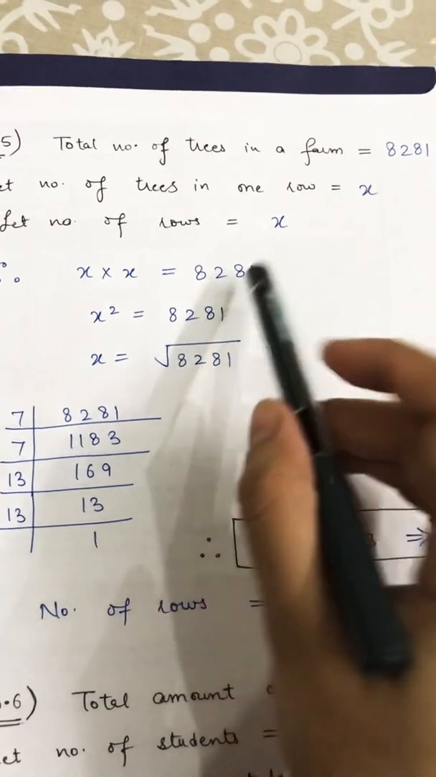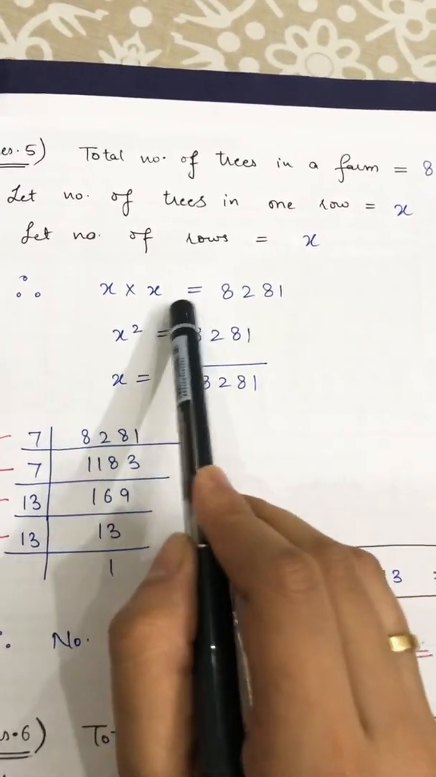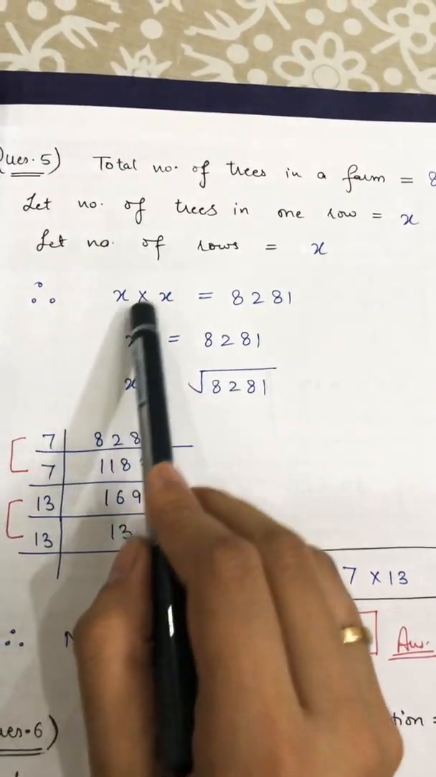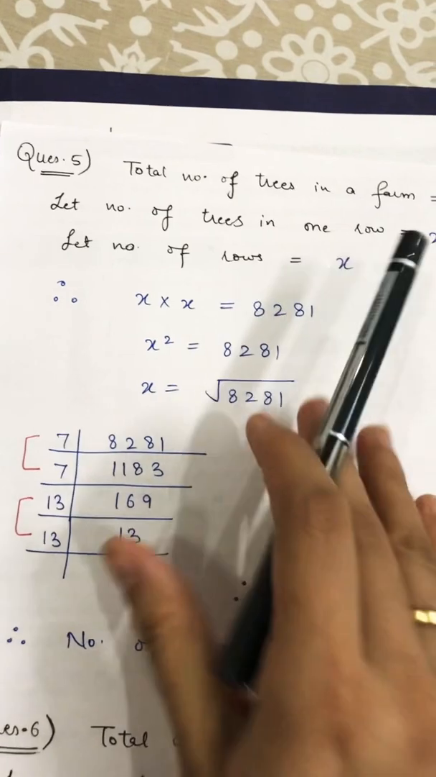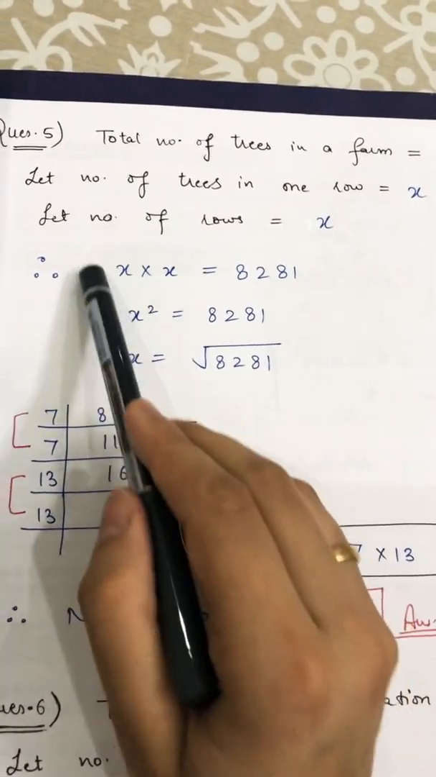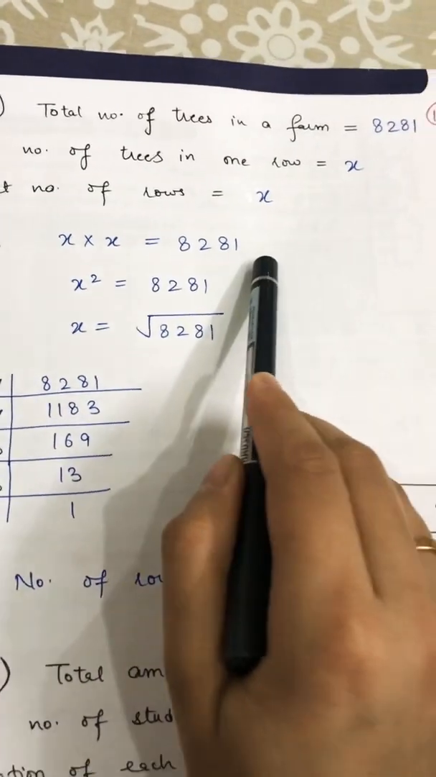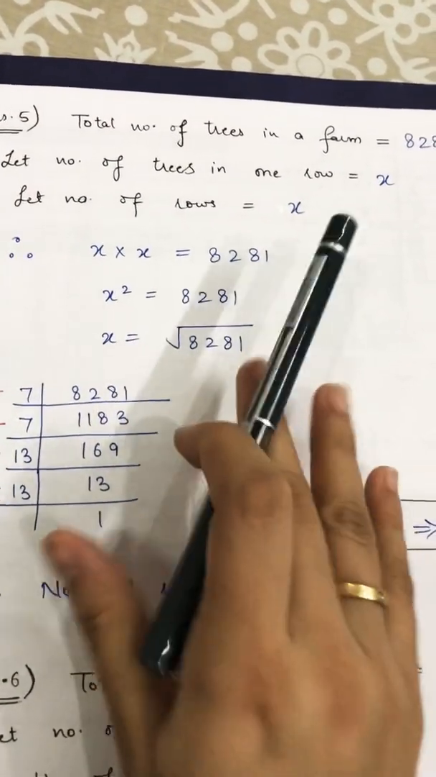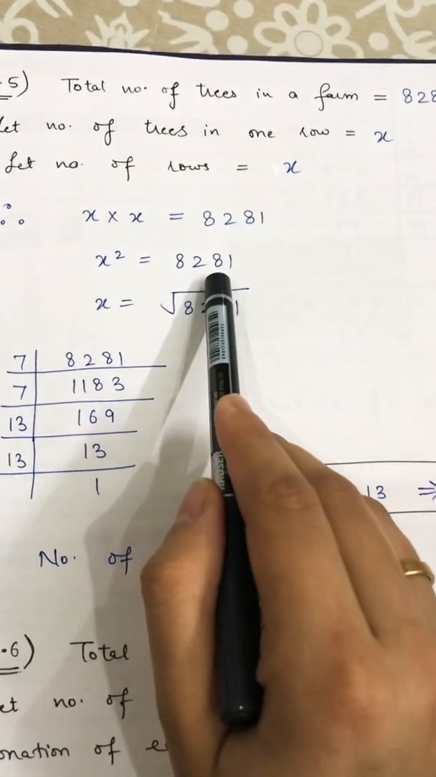Now you have to equate this multiplication of X and X with 8281, because they are saying the number of trees in a farm is equal to the number of trees in one row multiplied by the number of rows. So the number of trees in one row is X, the number of rows is X, equal to the total number of trees. Now X times X is X square, equal to 8281.